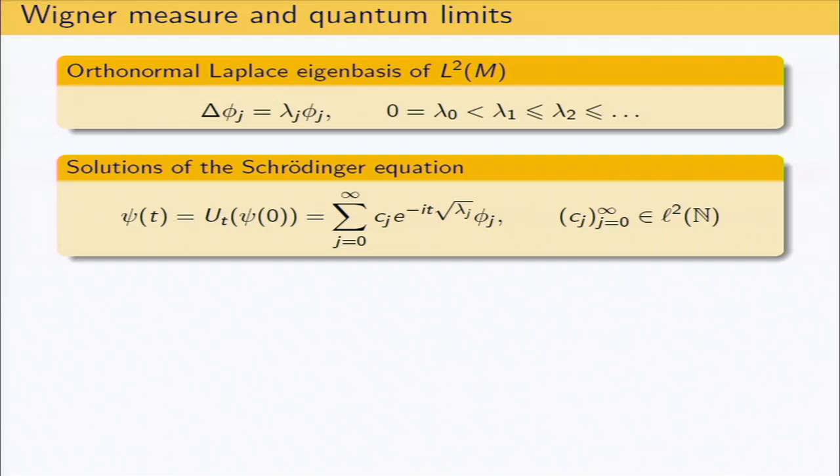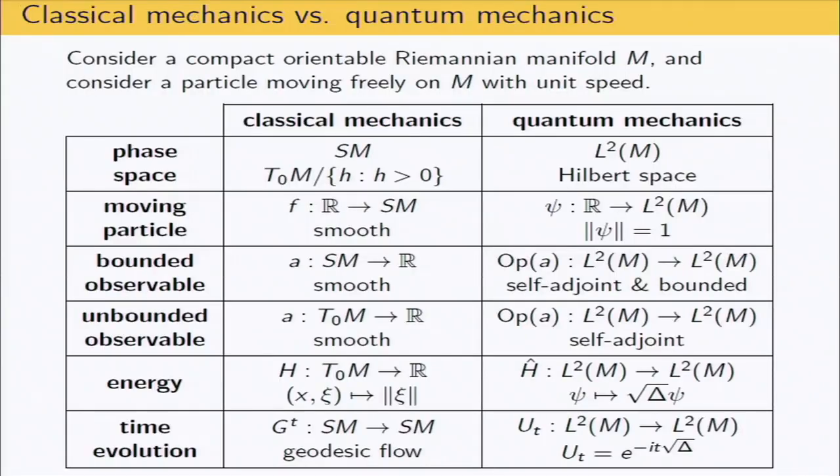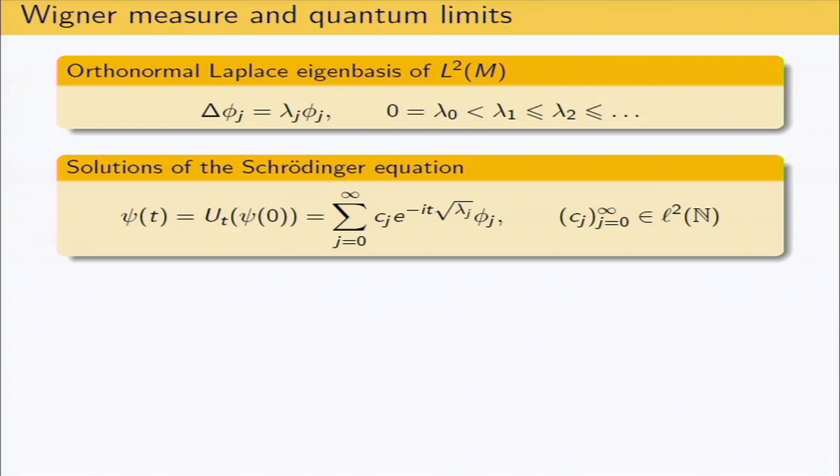And then when you apply the Ut operator from the previous slide, these operators act very simply on the phi j's, namely by e to the minus it square root lambda j, where Cj is an L2 sequence. This is how a general wave solution looks, this is how a freely moving particle on M looks in the wave description, in the quantum mechanics description.